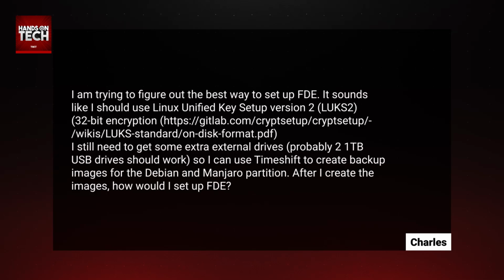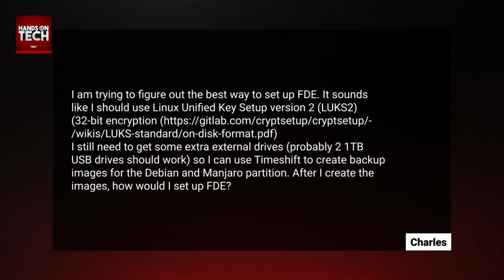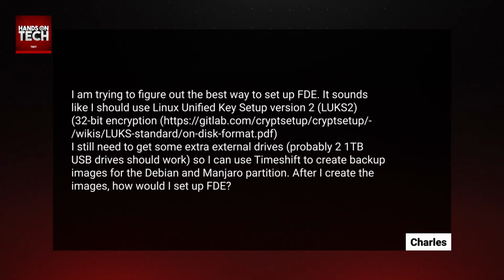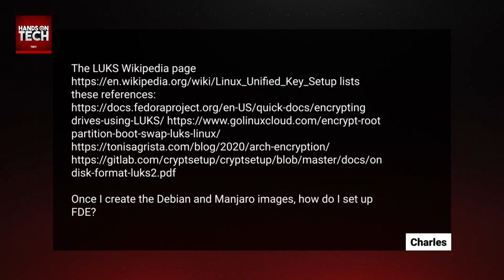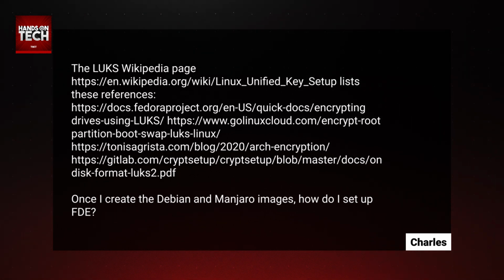And then Charles shares the partitions that he's got going and says, I'm trying to figure out the best way to set up FDE. It sounds like I should use Linux Unified Key Setup version 2, LUKS2. I still need to get some extra external drives, probably two 1 terabyte USB drives should work, so I can use Timeshift to create backup images for the Debian and Manjaro partitions. After I create the images, how would I set up FDE? And then Charles goes on to include some links to various documentation and says, once I create the Debian and Manjaro images, how do I set up FDE?